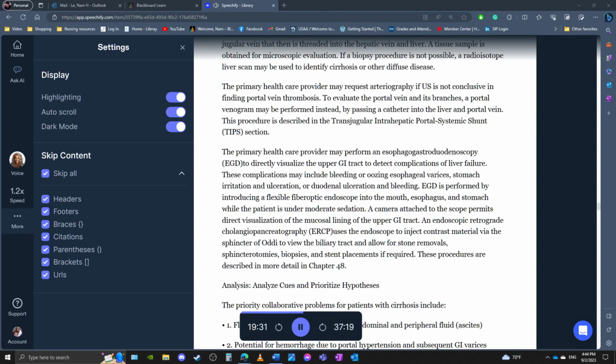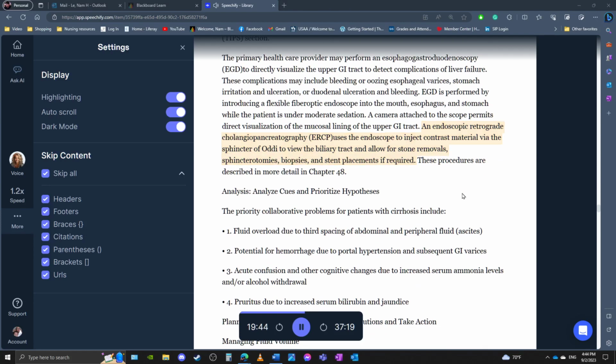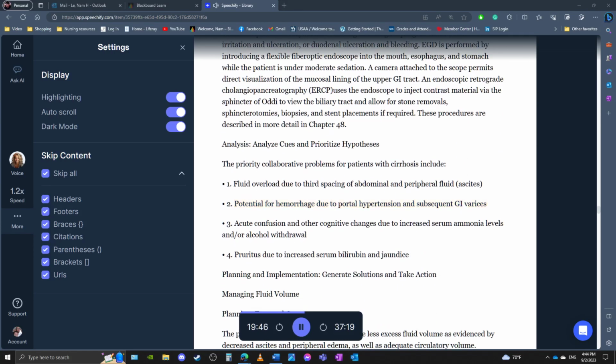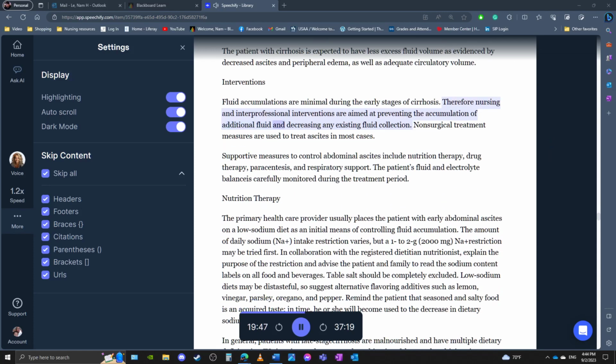Planning and implementation: generate solutions and take action. Managing fluid volume. Planning: expected outcomes. The patient with cirrhosis is expected to have less excess fluid volume as evidenced by decreased ascites and peripheral edema, as well as adequate circulatory volume. Interventions. Fluid accumulations are minimal during the early stages of cirrhosis. Therefore, nursing and interprofessional interventions are aimed at preventing the accumulation of additional fluid and decreasing any existing fluid collection.